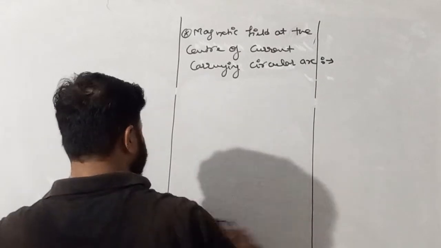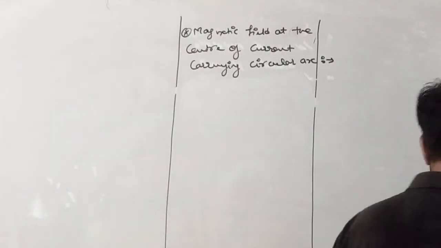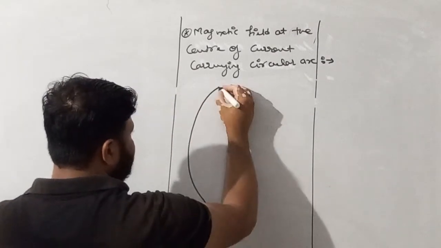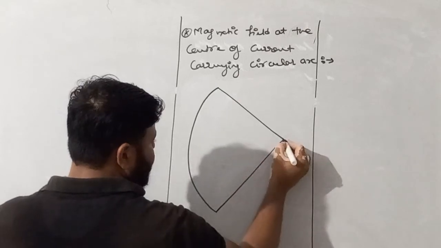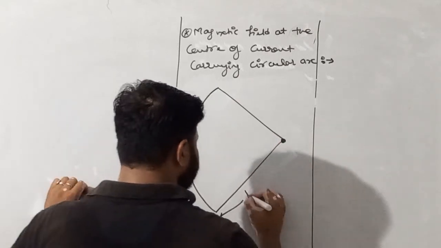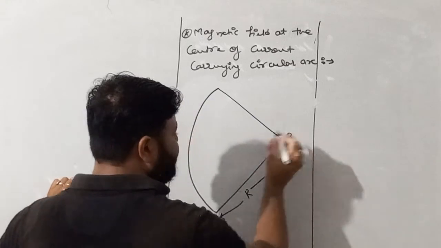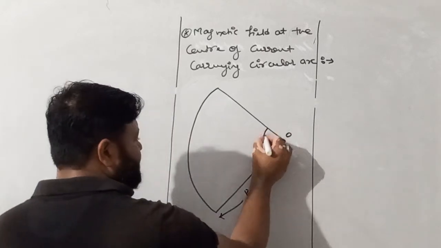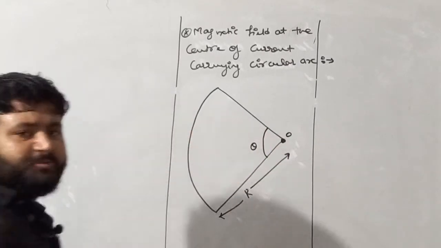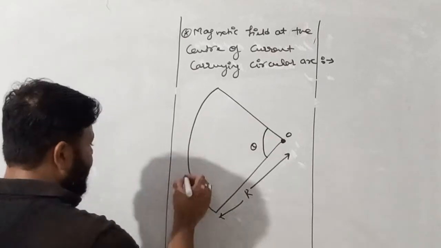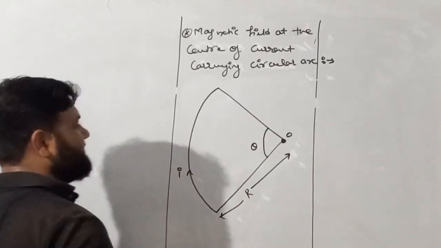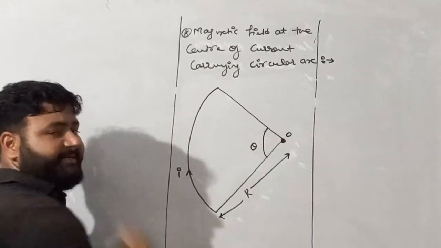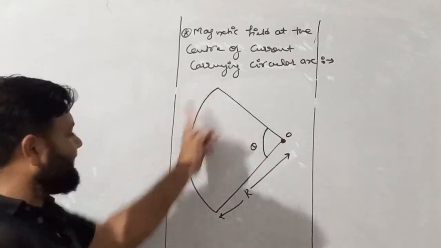Now see, the situation is like this. We have an arc whose radius is r. So let's suppose this is an arc whose radius is r, and this arc is subtending angle theta with the center. Let's suppose this point is called center. So this arc is subtending some angle, let's suppose theta, with the center, and this arc carries current, my dear student, I. We want to find magnetic field at the center of this arc.